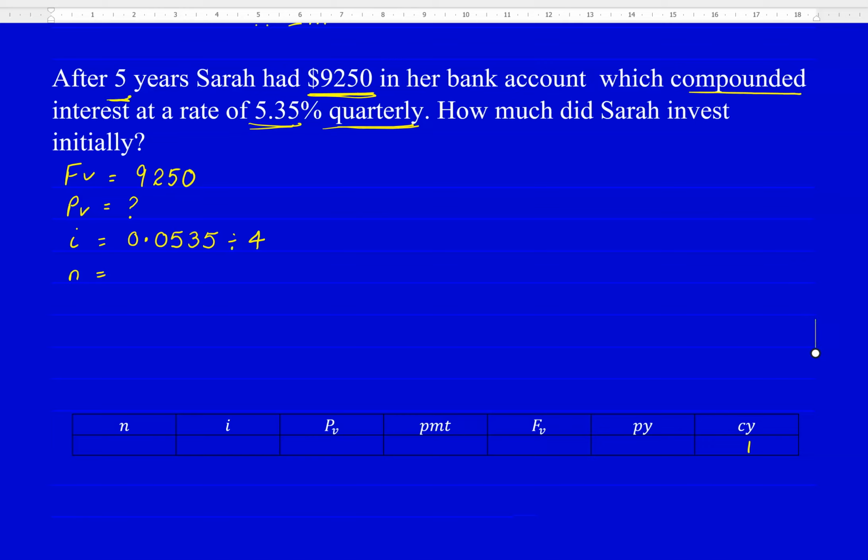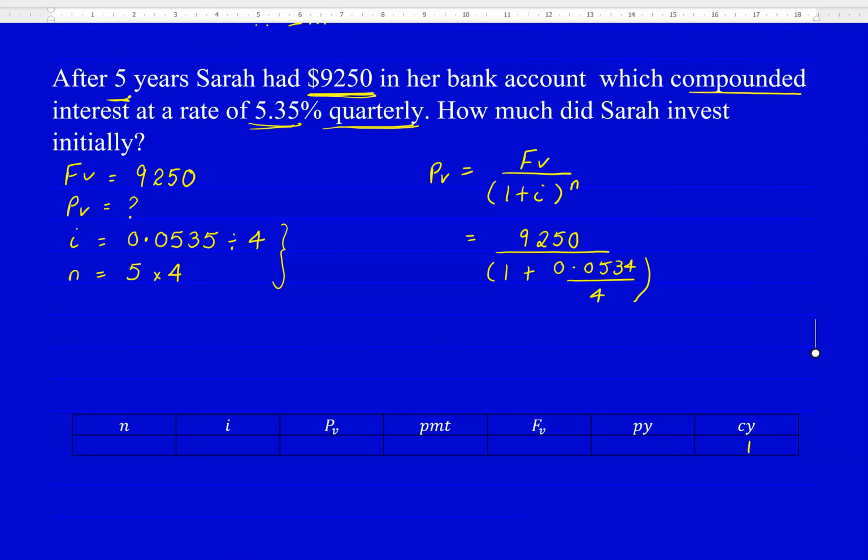And we've got N is 5 years, and that becomes 5 times 4. So just remember these two little bits and pieces. This is if we're using our formula. Now, because we're finding the PV, go back up there, look at your formula, and it's FV over 1 plus I to the N. So we substitute our values, 9,250 is your future value. It says all over, so 1 plus 0.0535 all over 4. And we want to take that to 5 times 4.